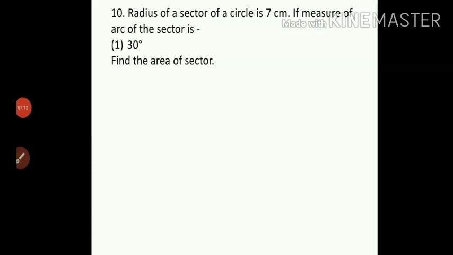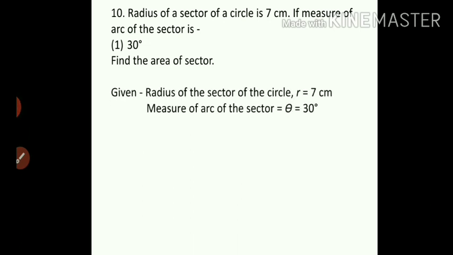The first sub question is 30 degree, so I am taking the first example now. I will write it first. Given: the radius of a sector of a circle is 7 centimeter. The measure of arc, in the first sub question, is given as 30 degree. The radius of the circle is 7 centimeter. The arc of the sector is 30 degree, that is theta is 30.